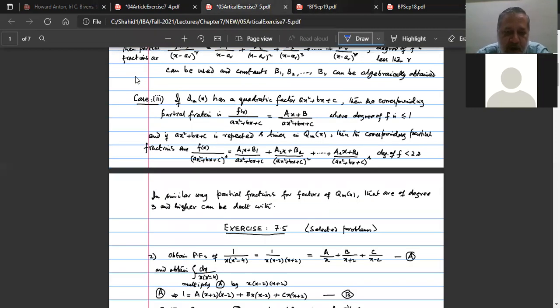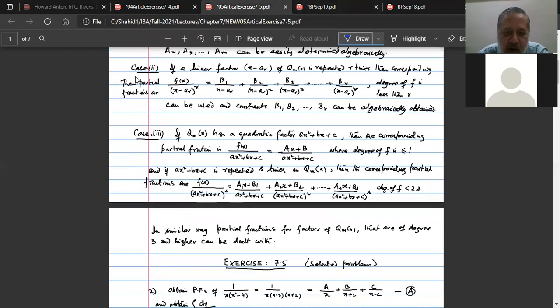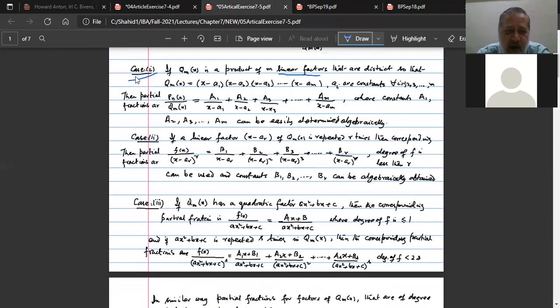If we have a cubic factor which cannot be factorized into linear factors, we have similar extensions in these patterns. If there are only linear factors, then for every linear factor, meaning constant upon a linear factor, constant upon another linear factor, constant upon another factor. If a linear factor is repeated, then corresponding to that, constant upon linear factor power 1, constant upon linear factor power 2, constant upon linear factor power 3, and we go up to as many powers as there are here.